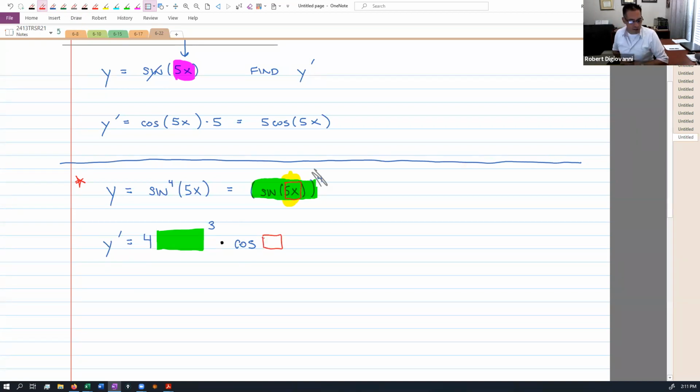I'll fill in the box in the green part in a minute. Chain rule, times. Now, Bree, you've done the sine, haven't you? Now move to the next layer inside, which is what? 5x. Okay, and you need the derivative of that, which would be 5. Okay.